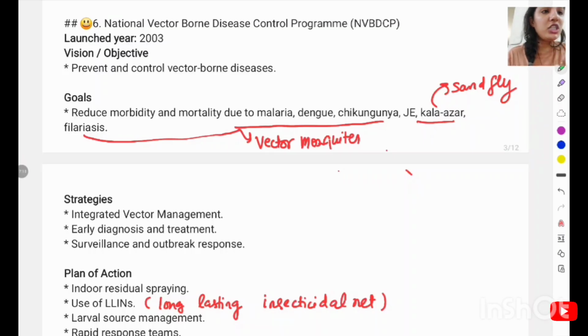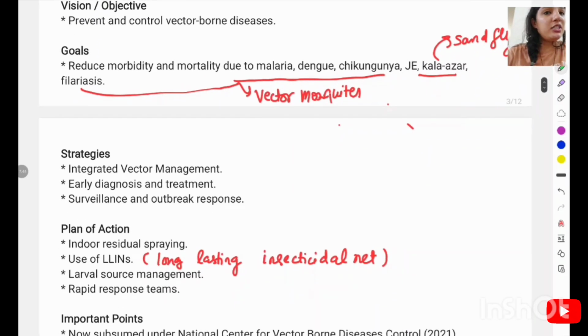So it was launched in 2003, and our vision is to prevent and control vector-borne diseases. There are mainly 6 diseases: malaria, dengue, chikungunya, Japanese encephalitis, kala-azar, filariasis. Out of the 6 diseases, 5 have the mosquito as vector, and kala-azar has the sandfly as a vector. Our vision is to prevent this.